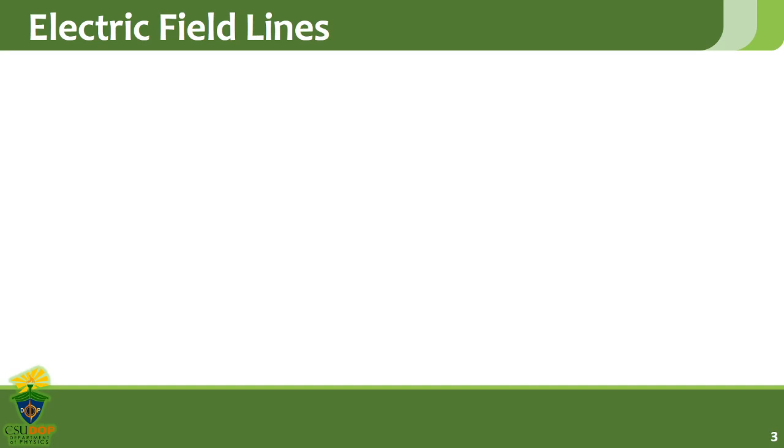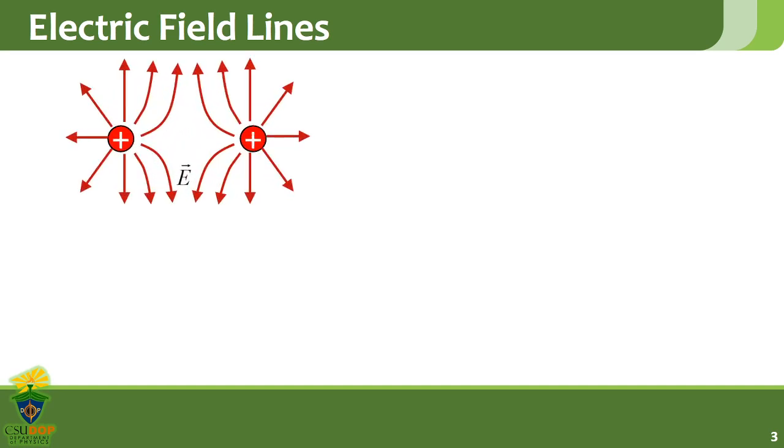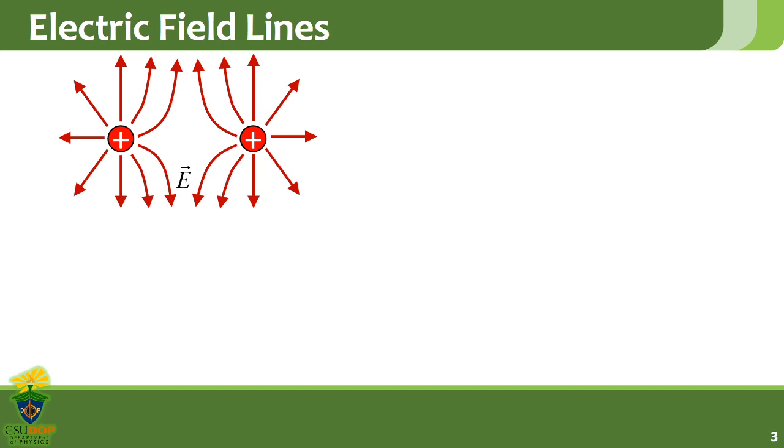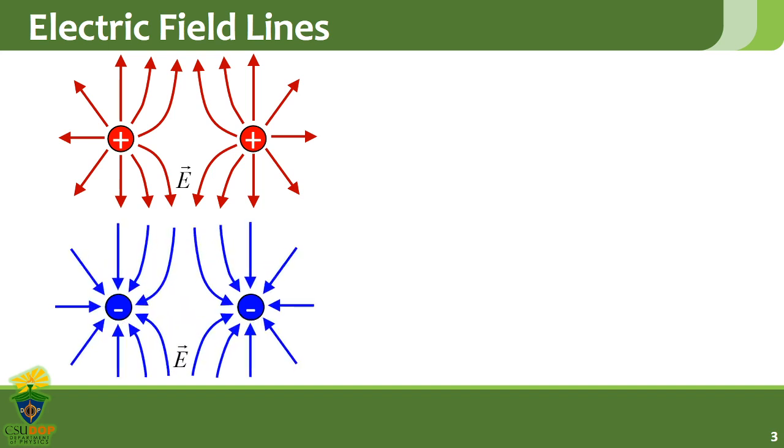The electric field line picture of two positive charges is shown here. Note that the field lines don't connect. A similar thing happens with two negative charges, with the directions of the field lines reversed. These two images show the repulsive interaction between like charges in terms of electric field lines.